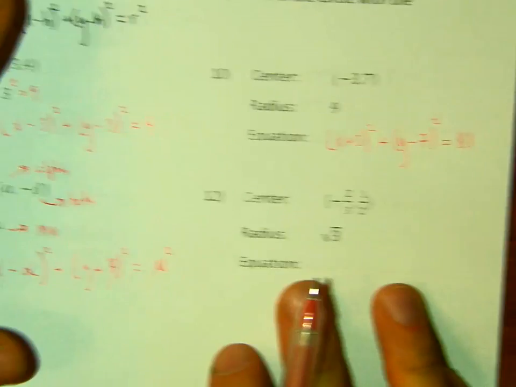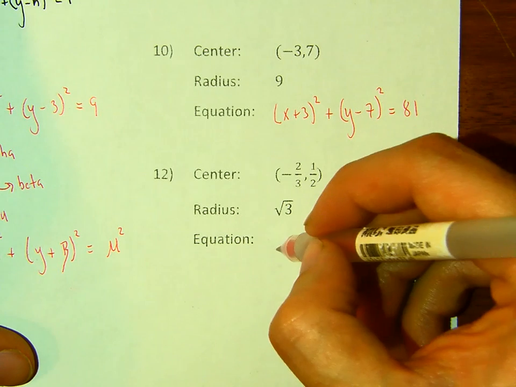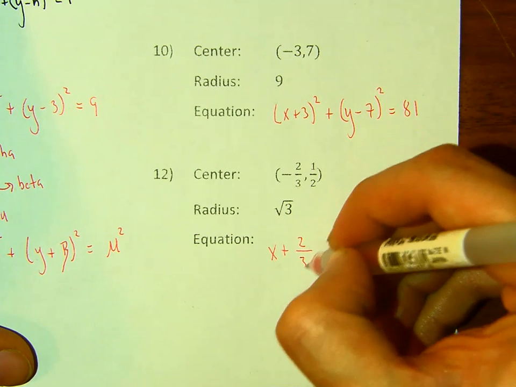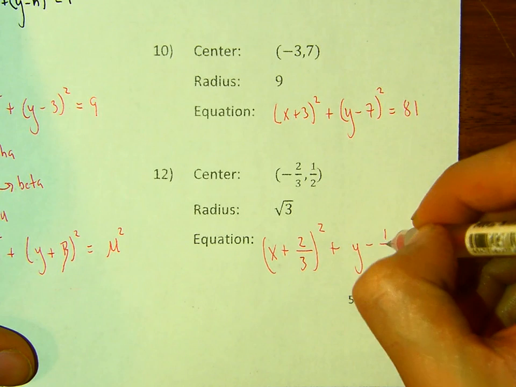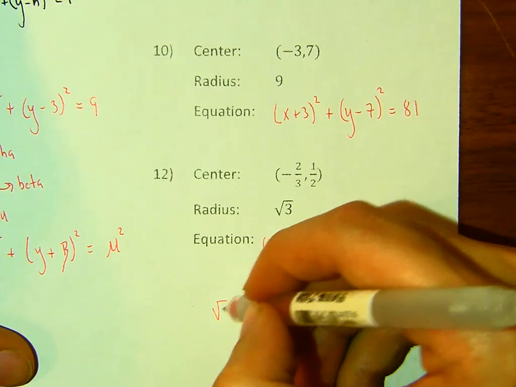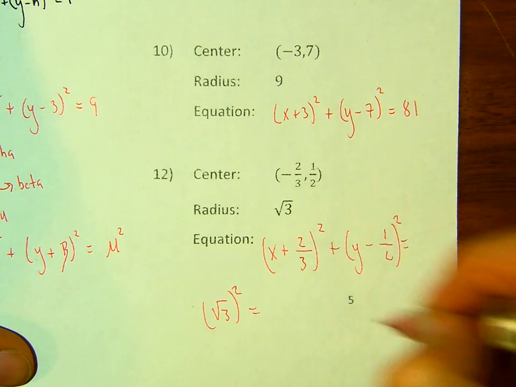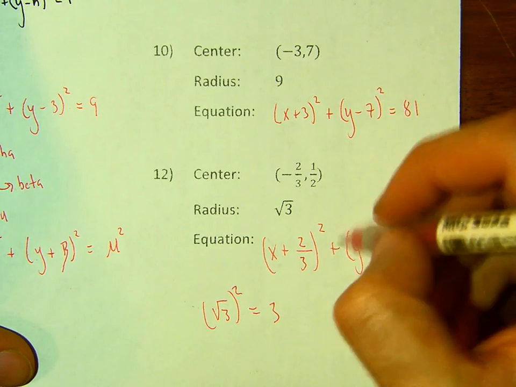Okay. What about this one here? Don't freak out. Just x plus 2 over 3 squared plus y minus a half squared equals, well, what's the square root of 3, the whole thing squared? That's just 3. And that's it.